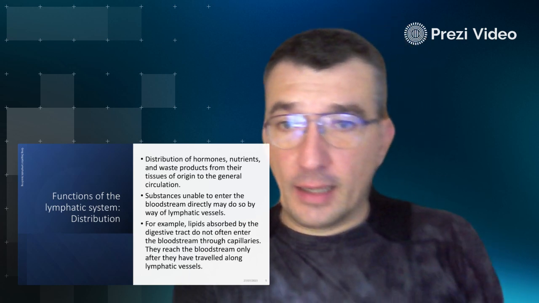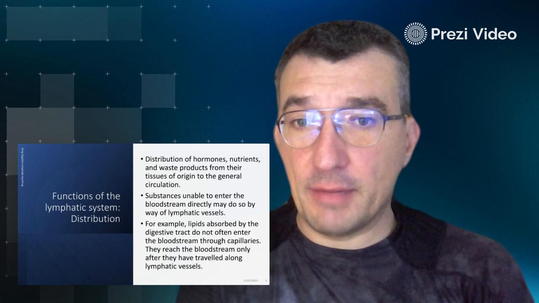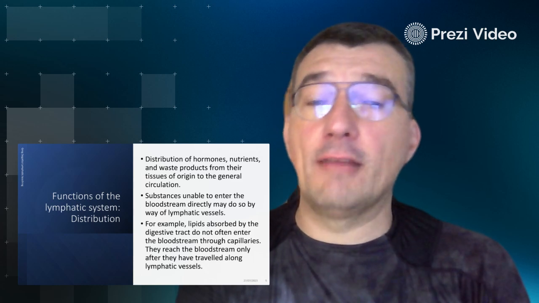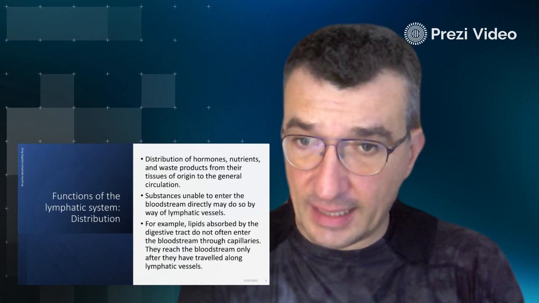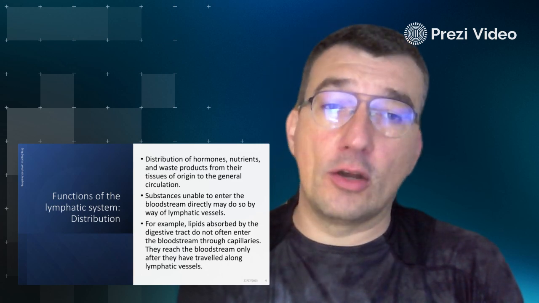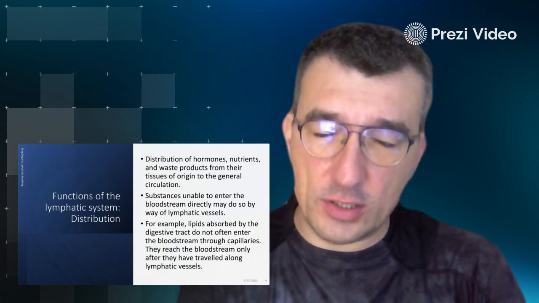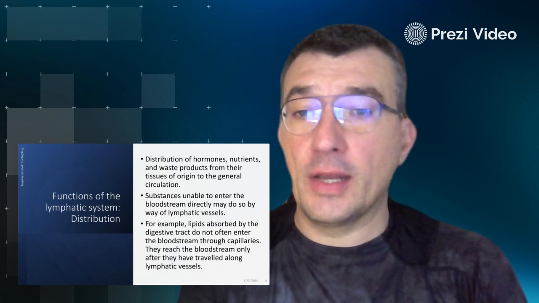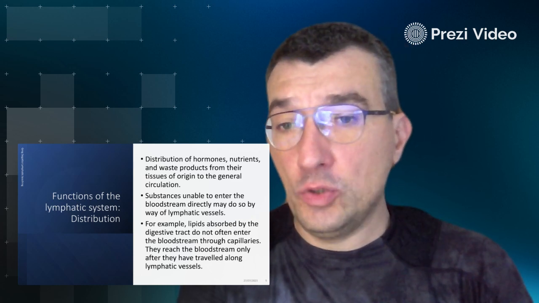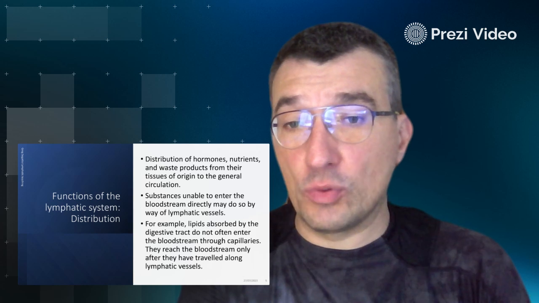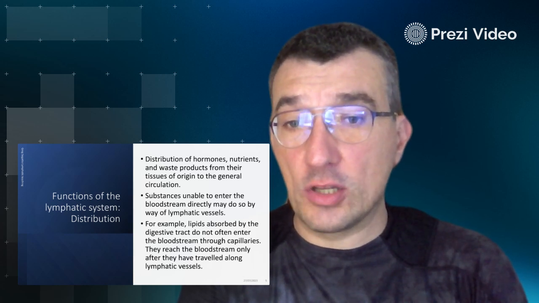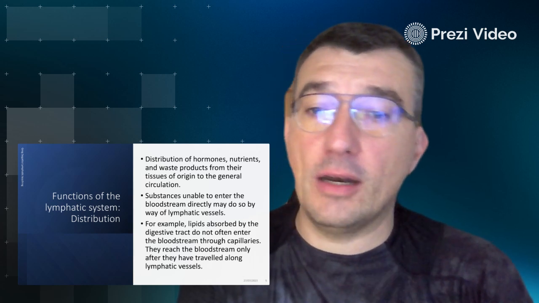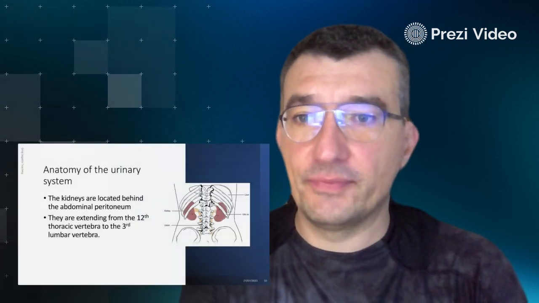Some substances are unable to enter the bloodstream directly, but may do so via the lymphatic vessels. For example, some substances that cannot go directly to the blood system, but need to go to the lymphatic system first, are the lipids absorbed by the digestive tract. They often do not enter the bloodstream through the capillaries. They reach the bloodstream only after they have traveled along the lymphatic vessels themselves.